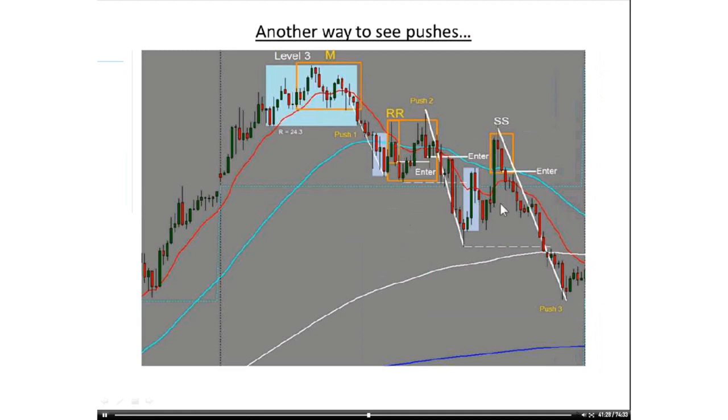A larger pointer would help. This pointer is the biggest I could find. It's a pretty big pointer.